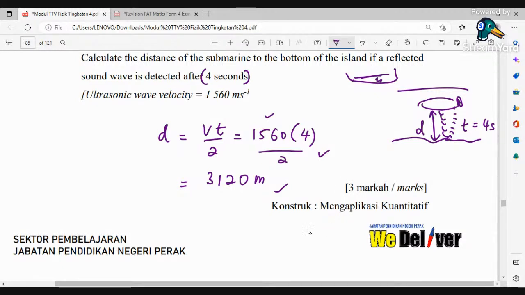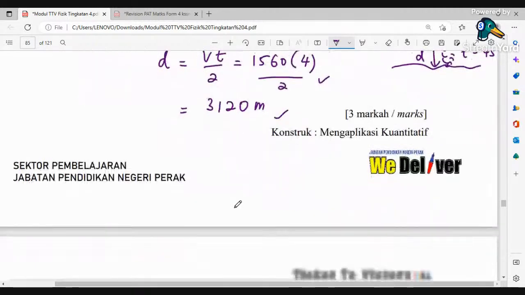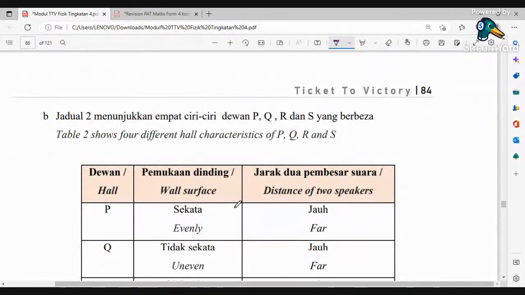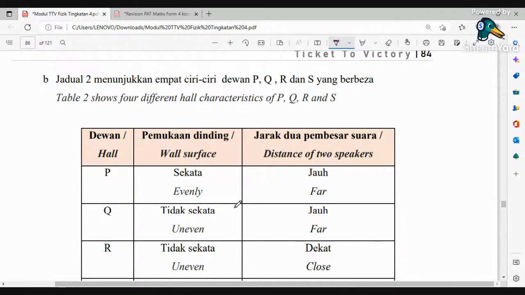The formula, if not given in the list of formula, this one you will get 1 mark. That's why always write the formula. Okay, always write the formula. Formula 1 mark, substitution 1 mark, final answer plus correct unit 1 mark. 3 markah. Okay, kalau dah ada dalam list, you tak dapat lah markah ni. Tapi biasakan tulis.